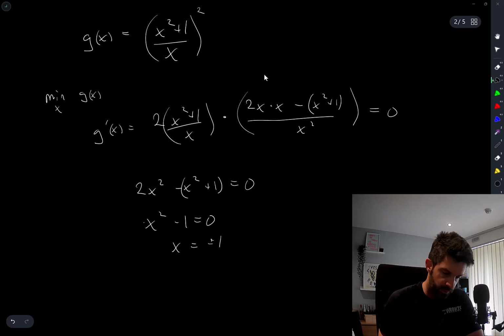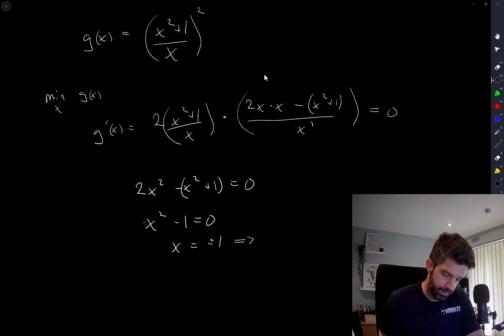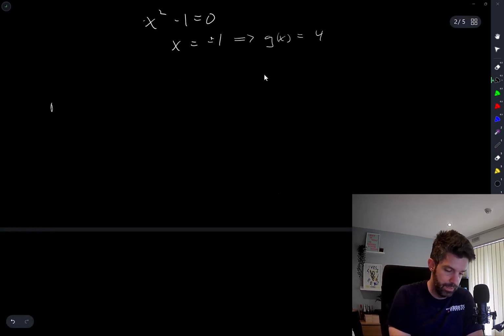Okay. When x is equal to plus or minus 1, this implies g of x is equal to 4. That's where the 4 is coming from. So the minimum value of g is 4. The minimum of g of x is equal to 4.